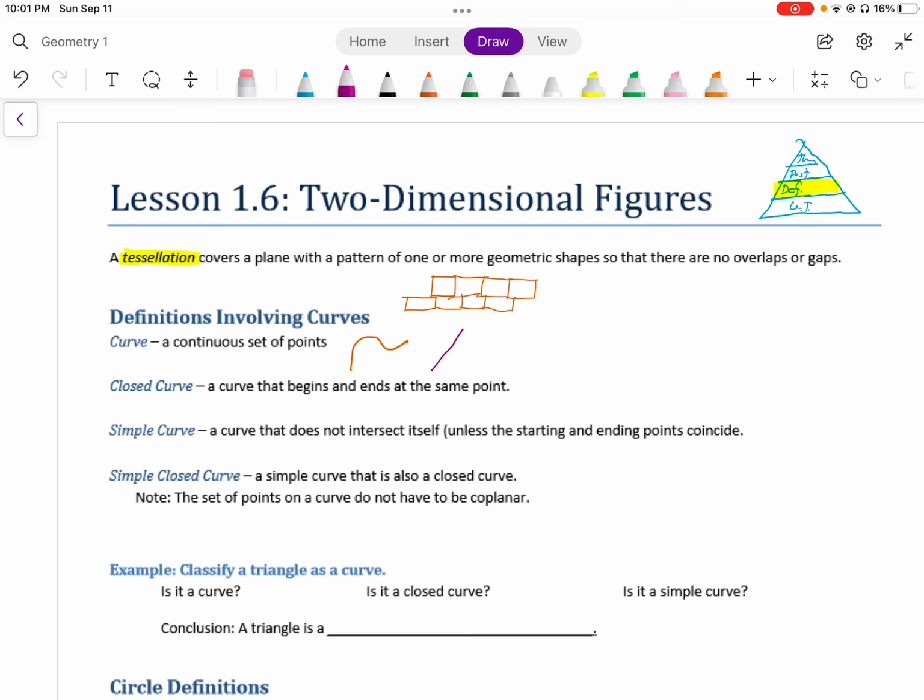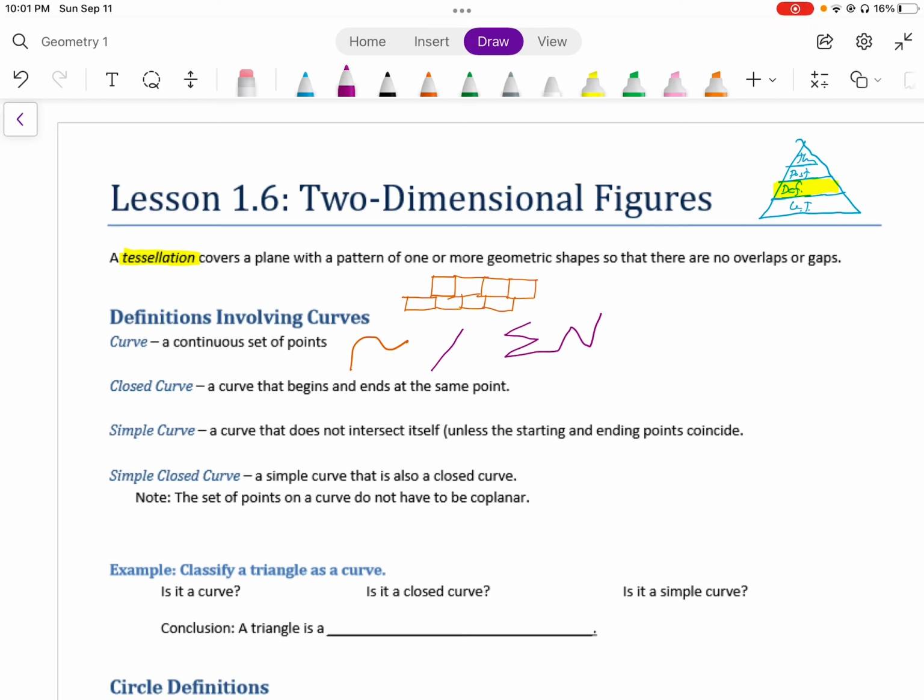Would this be a curve? Actually, in our geometry definition, that should be a curve, even though I tried to draw it straight. It's still a curve because it's a continuous set of points. Even this, in our geometry definition, would be considered a curve because it's a continuous set of points. So we have to make sure we understand things in their geometry definition when we're talking about geometry.